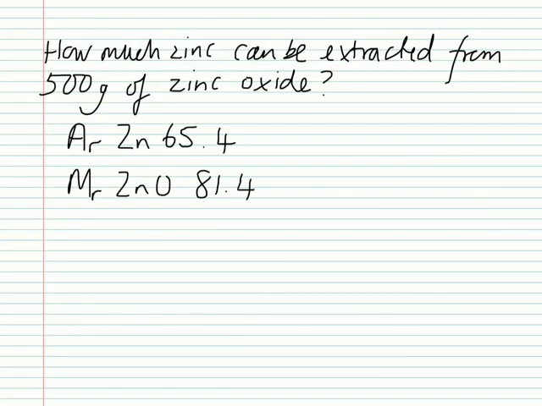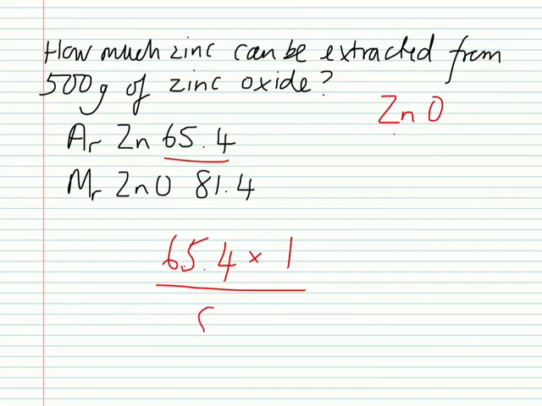Then we need to calculate how much zinc there would be in 1 gram of zinc oxide. We do this by taking the atomic mass of zinc, 65.4, timesing it by the number of zincs in zinc oxide. Zinc oxide has the formula ZnO. There's only 1 zinc atom in each molecule, so we multiply it by 1. And then we divide all of that by the relative formula mass of zinc oxide, which we've calculated as being 81.4. This works out at 0.8.